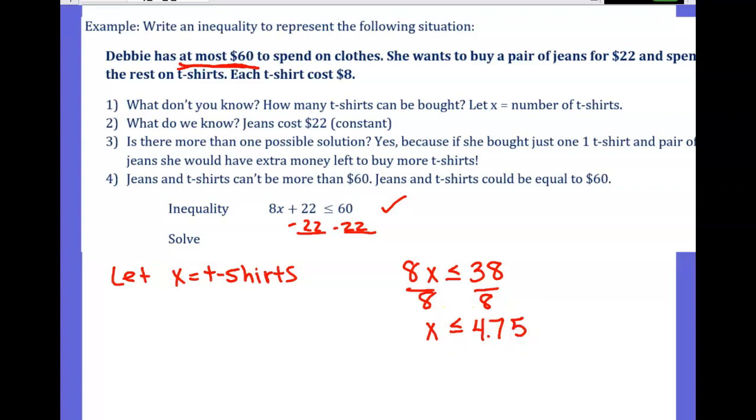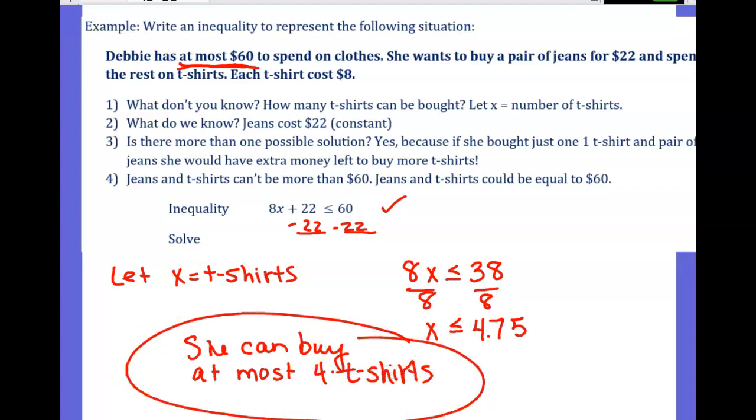Okay, but it doesn't make sense to buy 4.75 t-shirts. And we can't round up in this situation because for 5 t-shirts we wouldn't have enough money. So you have to know to actually round down in this situation, and she can buy at most 4 t-shirts. Okay, so there's our answer there. She can buy at most 4.